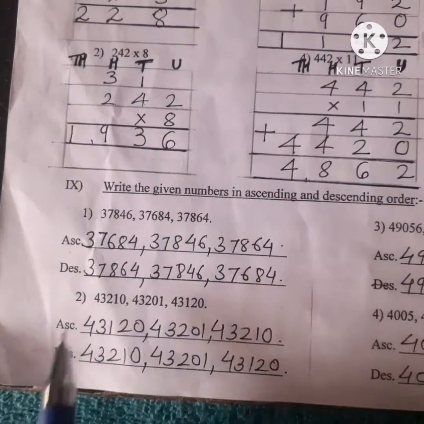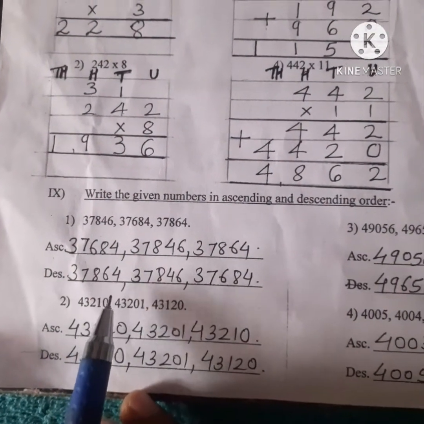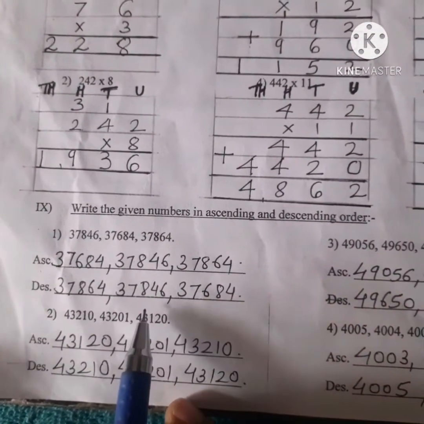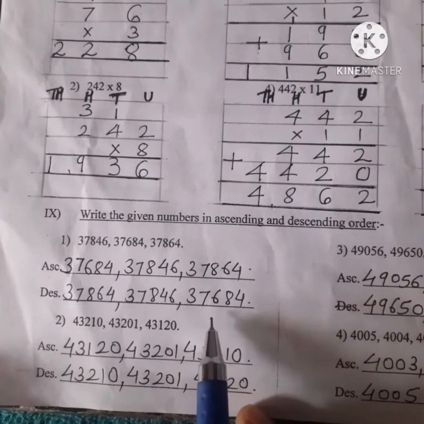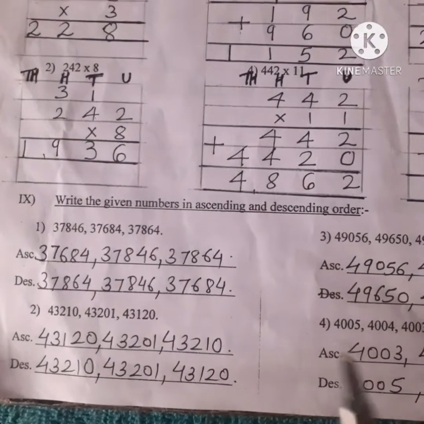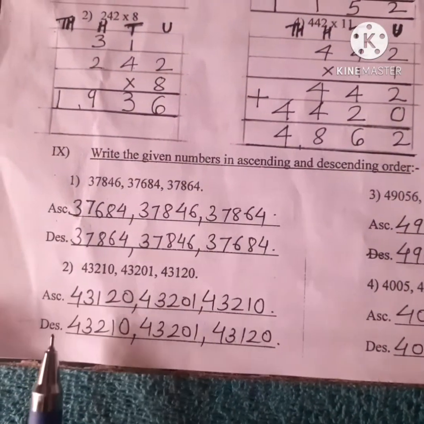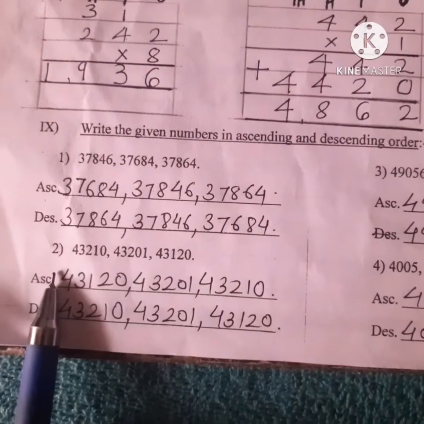Descending order means from bigger to smaller. So we will take bigger number, that is 37,864, then 37,846 and then the smaller number is 37,684. Clear? Now next question number 2. Same way we will do ascending order and descending order.